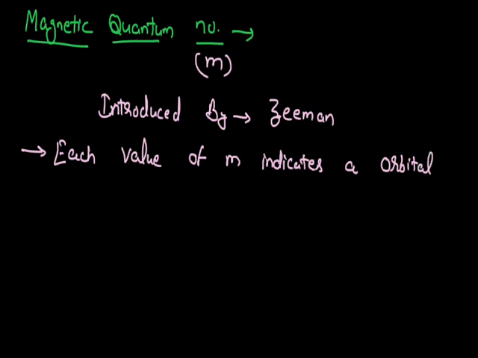Now, each value of m indicates an orbital, and what will be the range for the value of m? It is decided by the azimuthal quantum number, the quantum number that we learned last time. For a given value of l, the values of m may be from minus l to plus l, including 0.